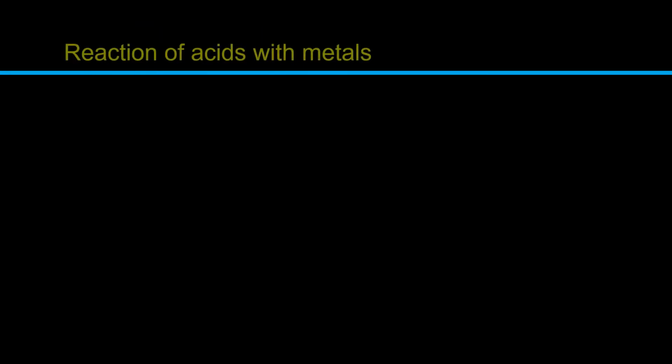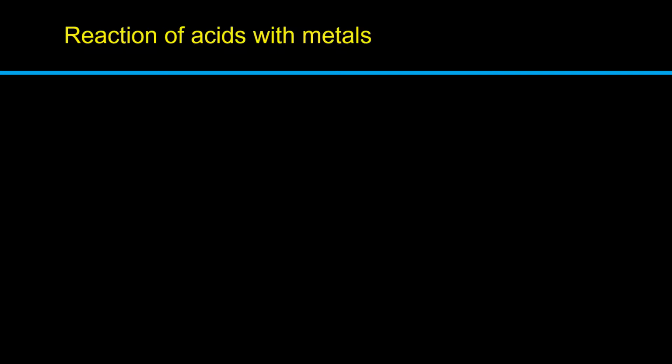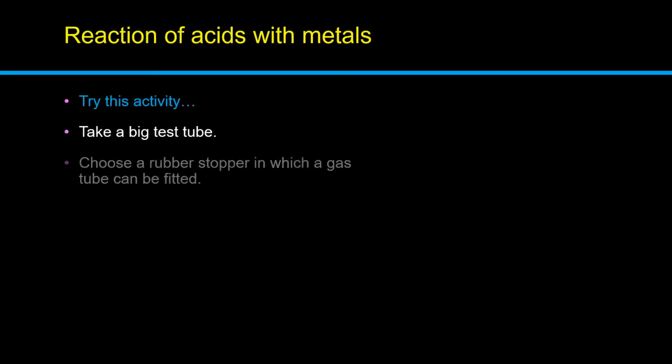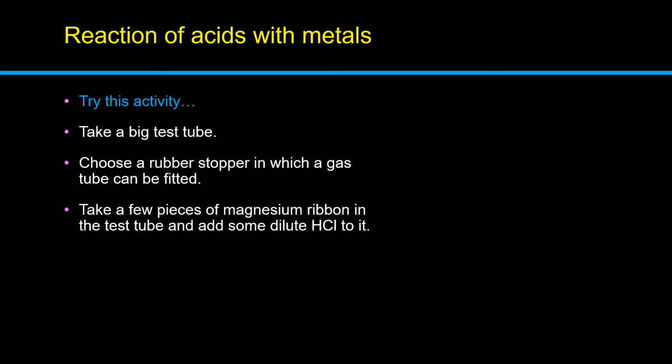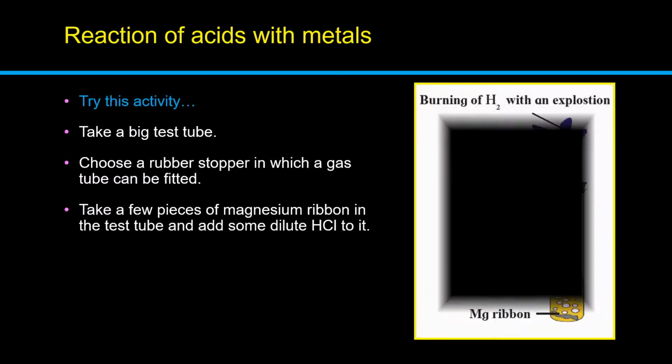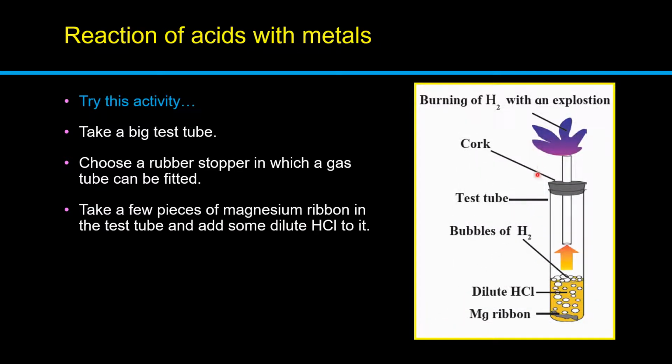Now we are going to understand the reaction of acids with metals through an activity, children. Take a big test tube. Choose a rubber stopper in which a gas tube can be fitted. Take a few pieces of magnesium ribbon in it. You can see this is a big test tube and this is a rubber stopper, and a few pieces of magnesium ribbon, and add some dilute hydrochloric acid.